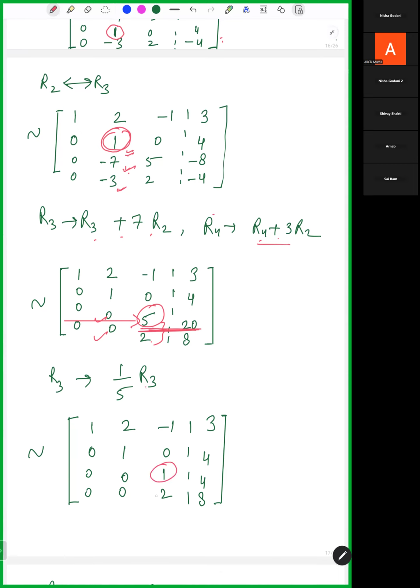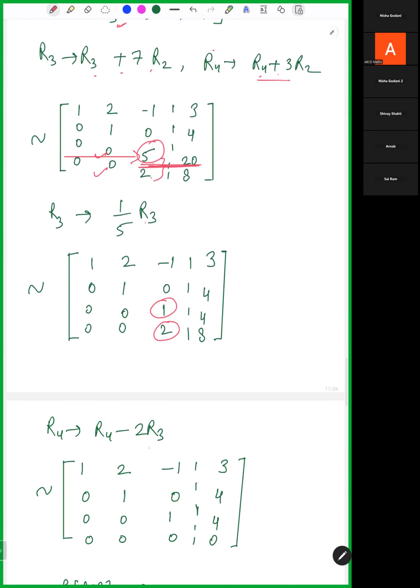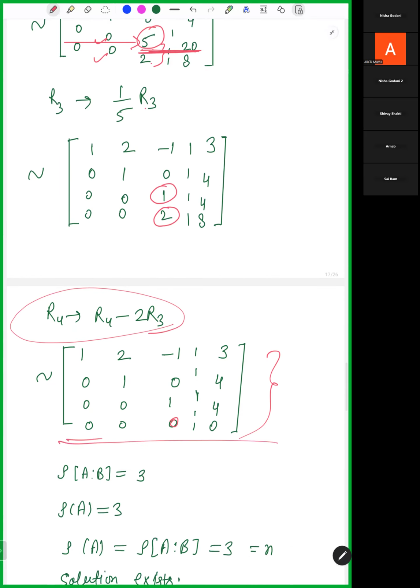Now after having 1, you can easily make this 0 with R4 minus 2 R3. Applying this operation, this is 0 now. Now this is converted in echelon form. Okay. So the first step was to find the rank of the augmented matrix and the matrix A. This whole matrix of order 4 cross 4 is the augmented matrix.